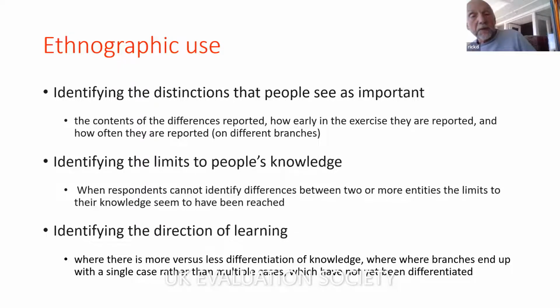So the uses of hierarchical card sorting: I'm going to separate them out from an ethnographic point of view, and then from a more project management and monitoring and evaluation point of view. From an ethnographic point of view, what you can do with this method is identify the distinctions that people see as important in the world. You can also identify the limits of people's knowledge, where they don't really know much about things, which is sometimes very useful. And also you can identify what you might call the direction of learning: they've got a lot of very fine distinctions in this area, because they've been interested in that area, and that's where they've accumulated more knowledge.